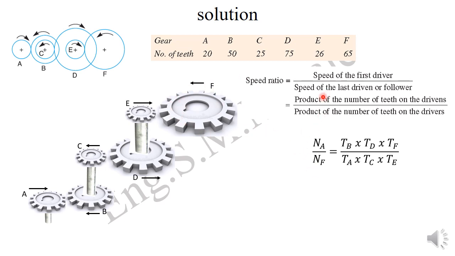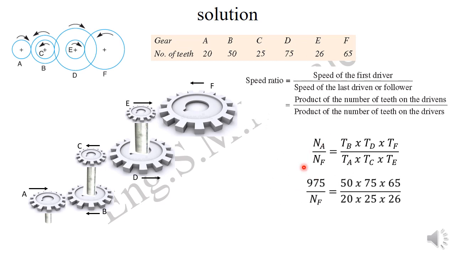And then you do the product of the number of teeth on the drivens. So you need to identify the drivens. So A is the driver automatically, B is the driven, D is the driven, and F is the driven. So those are the ones we have. So teeth for B, teeth for D, and teeth for F, divided by the product of the number of teeth on the drivers. So for the drivers, we have A is a driver, C is a driver, and E is a driver. Those are the ones. So teeth for A, teeth for C, and teeth for E. These values, we have them, they are in here, the number of teeth for those.